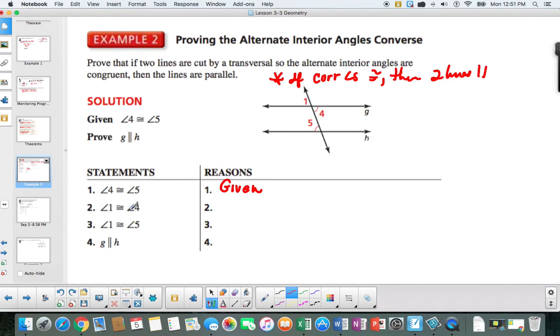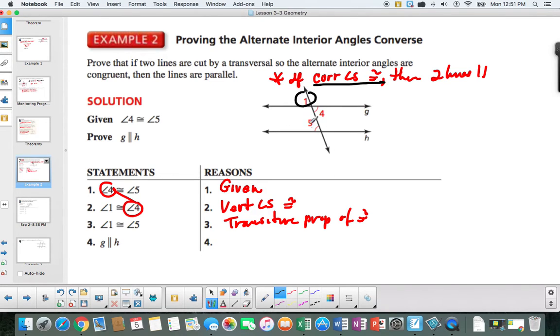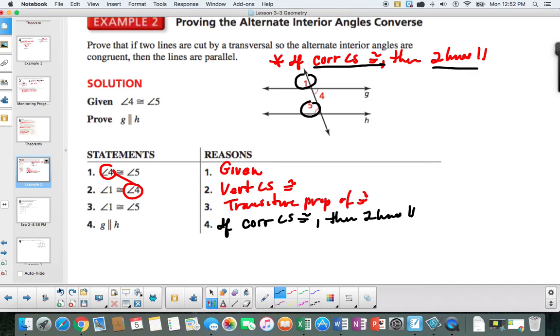Now I know that 1 and 4 are congruent because vertical angles are congruent. And again, there's this connection. So I know 1 and 5 are congruent by the transitive property of congruence. Now 1 and 5 happen to be these corresponding angles here. 1 and 5 are corresponding angles, and since they are congruent, I've shown that they're congruent, I can make the conclusion that the lines are parallel. If corresponding angles are congruent, then the two lines are parallel.